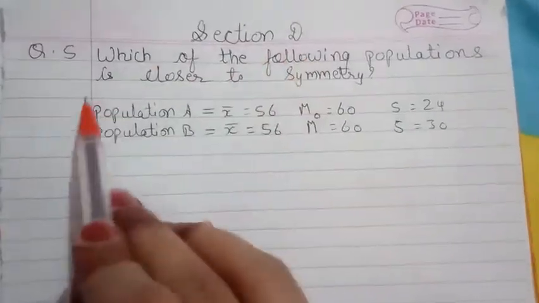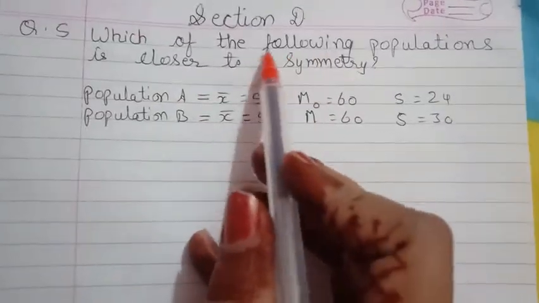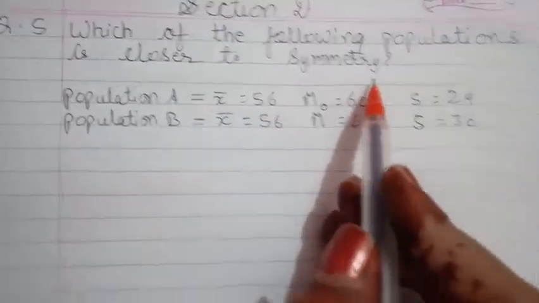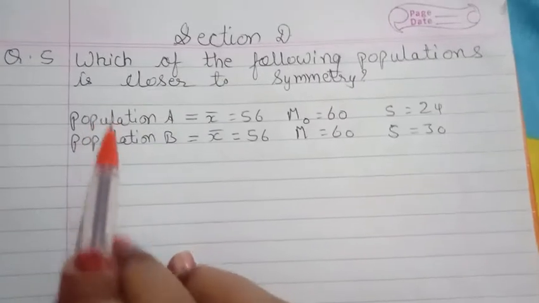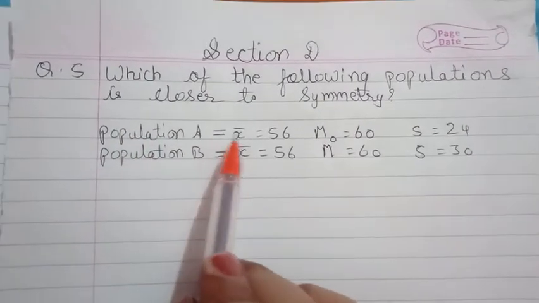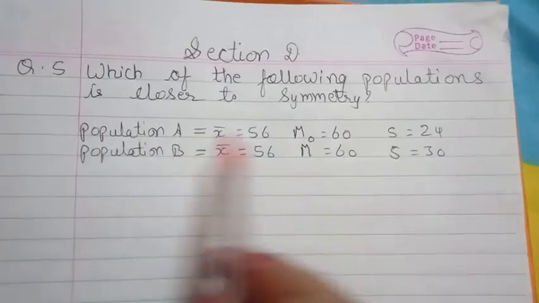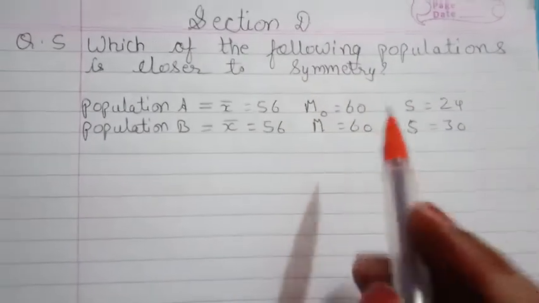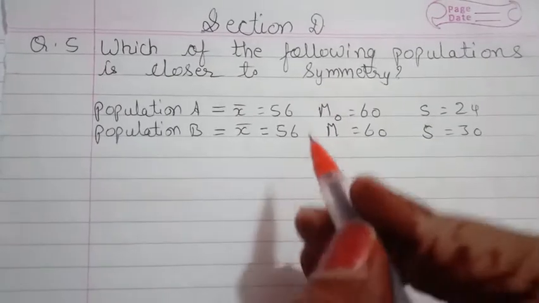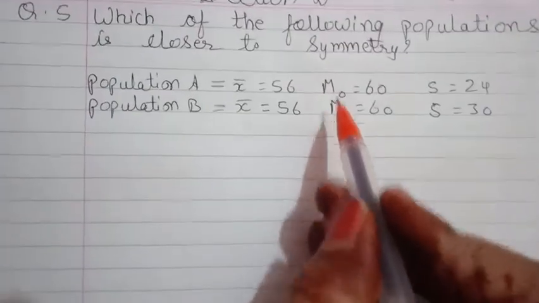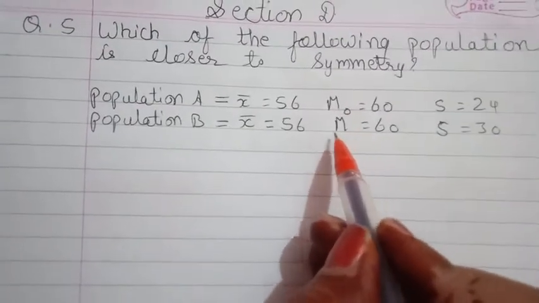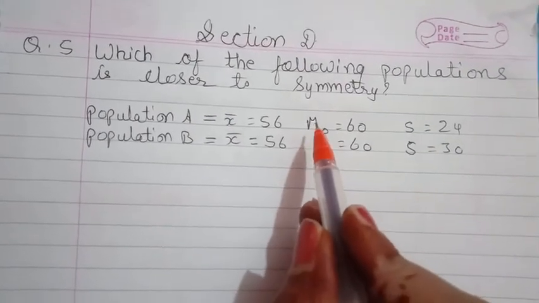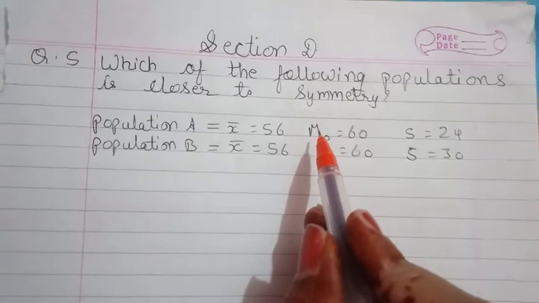Now section D, which of the following population is closer to symmetry? Closer to symmetry, it should be near to 0. Now two populations they have given, that is population A, mean, mode and standard deviation, and population B, mean, median and standard deviation. Now here you need little presence of mind. Sometimes you can think, okay, this will also be mode, they might have done printing mistake, but it is not so. Here they have given median for population B, and for population A they have given us mode.